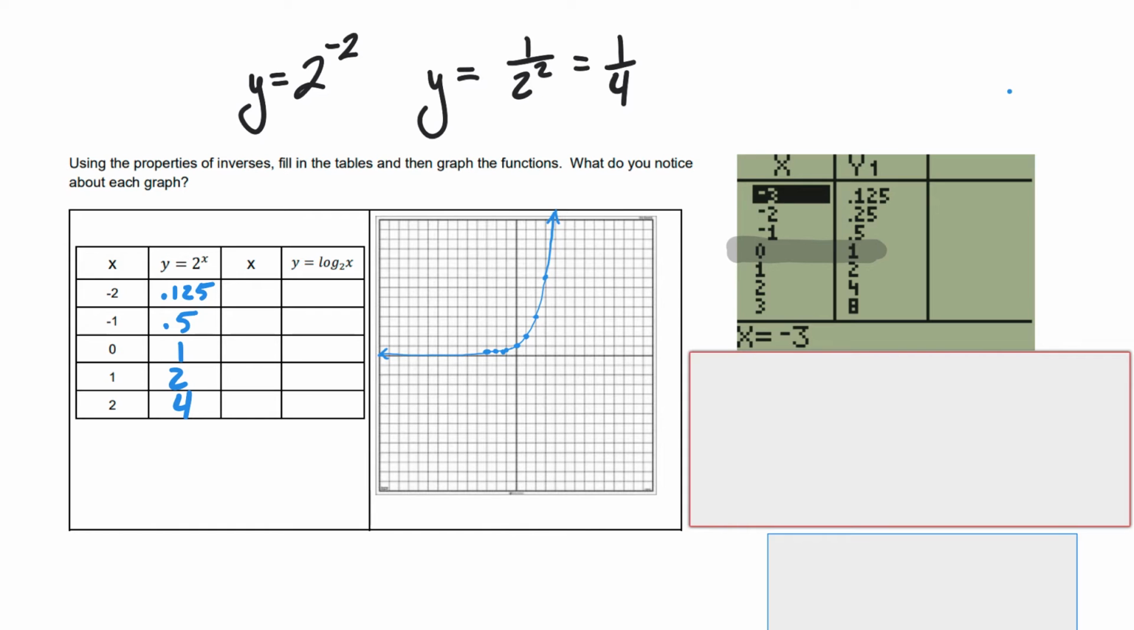I want to talk about a couple of things while we're here. That is the domain and the range.